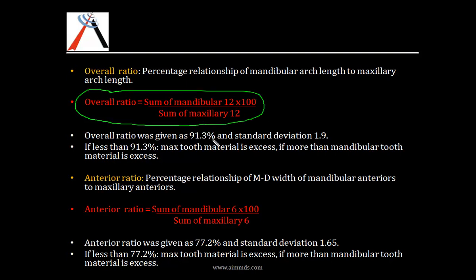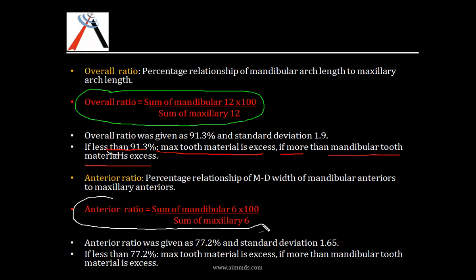If this overall ratio is less than 91.3%, maxillary tooth material is excess. If it is more than 91.3%, then mandibular tooth material is excess. Similarly, we calculate an anterior ratio, that is the sum of mandibular 6 into 100 upon the sum of maxillary 6. If it is less than 77.2%, maxillary tooth material is excess, and if it is more than 77.2%, mandibular tooth material is excess.